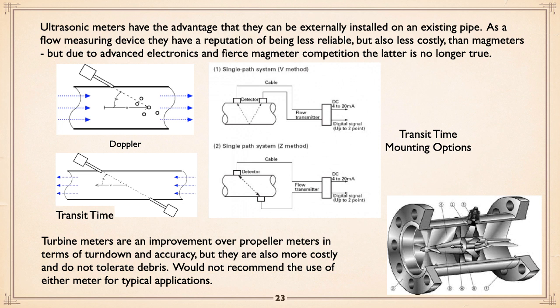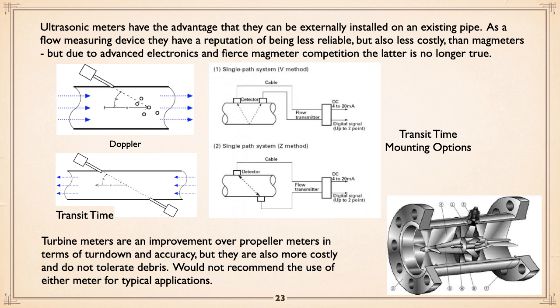And you can have Doppler, where you're actually measuring the transit time of the sound between two different ways. Obviously, the Doppler has a problem if you don't have solids. Transit time is going to be more reliable, and you've got two pucks. You're basically shooting between a transmitter and sensor at a given angle.